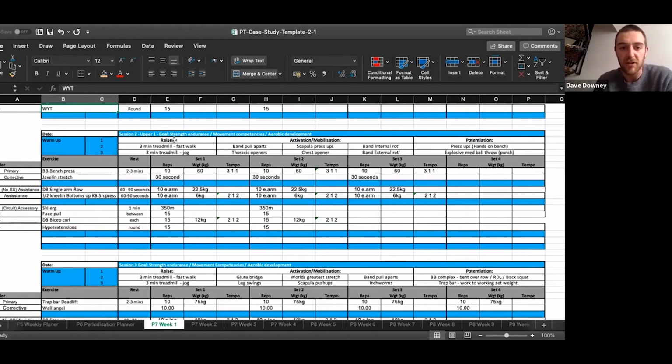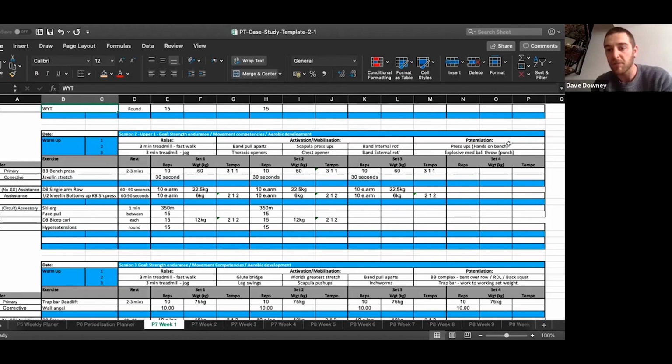So moving on then, session 2. Your goal here is the same, so you've got your strength endurance, your movement capacity, and your aerobic development. Same raise phase for John, so fast walk into a jog. And then when we look at our activation and mobilization, so band pull aparts, thoracic openers, scapular press ups, chest opener, and you've got your band internal and external rotation. Very focused around the T-spine, very focused around the shoulder stability. So again, even in your warm up, you're still targeting those areas for him and getting him nice and primed, ready for his primary work.